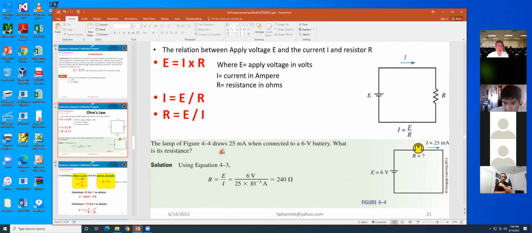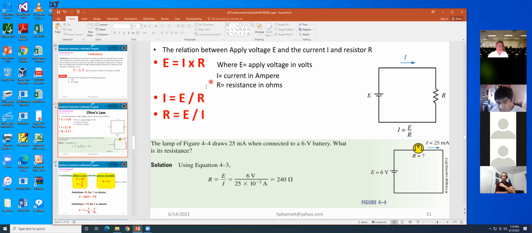The lamp draws 25 milliamp when connected to a 6 volt battery. What is the resistance? That means on this problem, they want to calculate R. They're asking for R, and R will be equal to E divided by I. E will be 6 volt, I is 25 milliamp. Then 25 you must change to amps, that means 25 times 10 to the minus 3 amp. And that gives you the answer, 240 ohm.